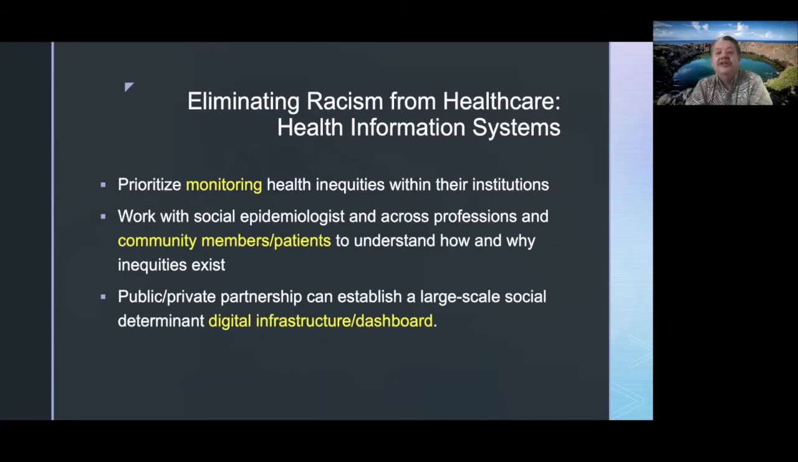Public-private partnerships can be established to look at a digital infrastructure. One of the things that we've learned from COVID is that these dashboards are pretty useful for getting information out, particularly around inequality. And we can do that on an everyday basis. Within our institutions, it's really not that hard to do. And we can monitor our own systems for inequality.